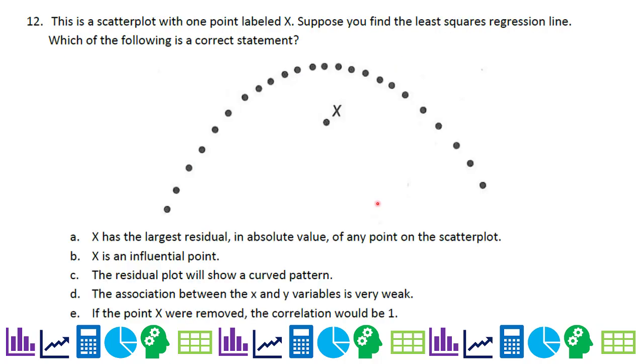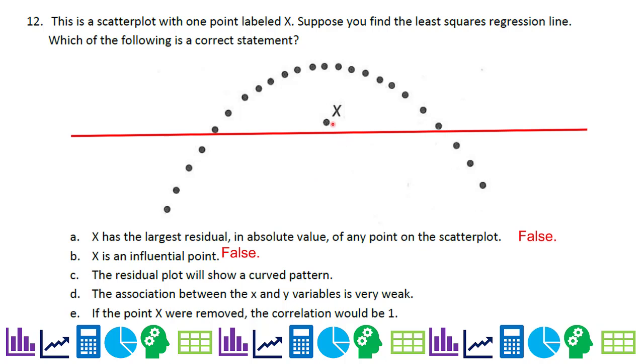Number 12. This is a scatter plot with one point labeled X. Suppose you find the least squares regression line. Which of the following is a correct statement? X has the largest residual in absolute value of any point on the scatter plot. That is false, and I'm going to show it to you in a second. X is also not an influential point. Why? Because it's probably very close to the regression line. The regression line would be pretty flat on here. I would probably have a correlation of 0 for a linear relationship, right?